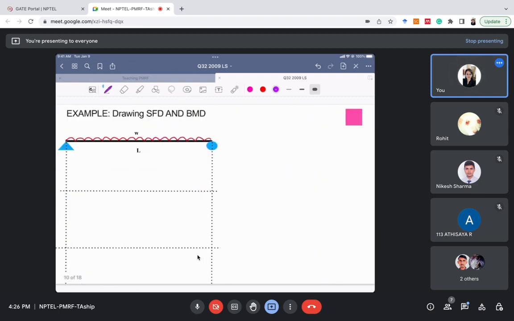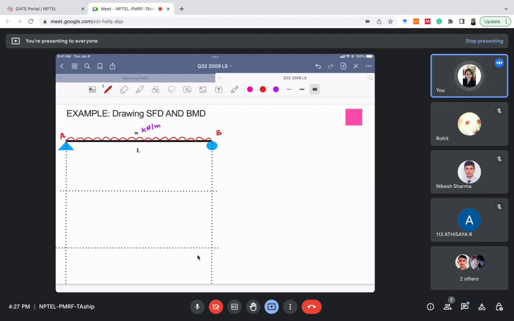Now we have another problem, in which the load is W kilonewton per meter, suppose, and the length is L meter. We need to draw the SFD and BMD for this beam. So first of all, we will calculate the reactions. Can you tell me the reactions? It is very easy. What will be the reaction at A and B?